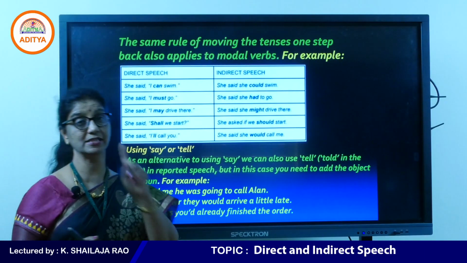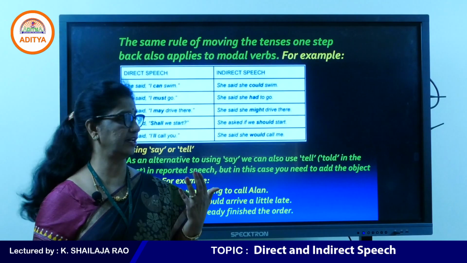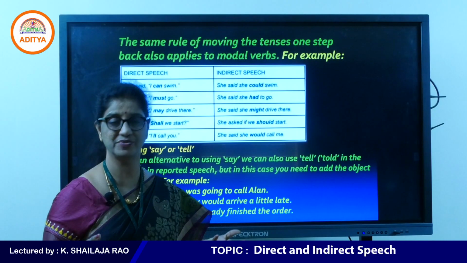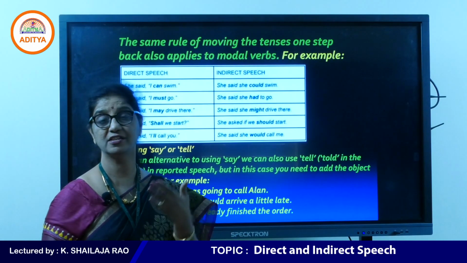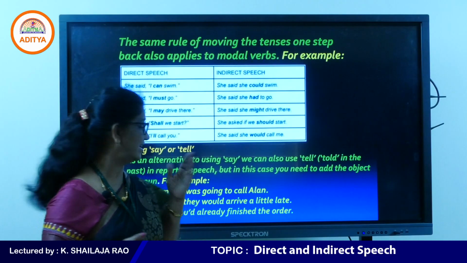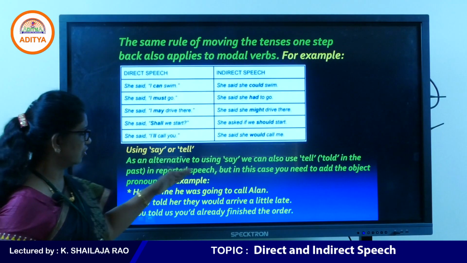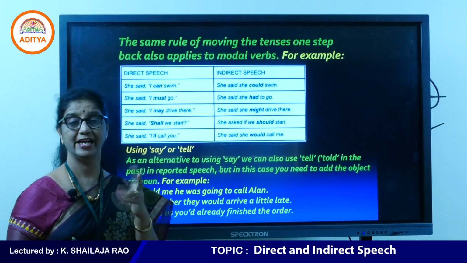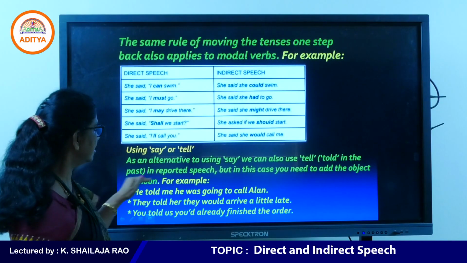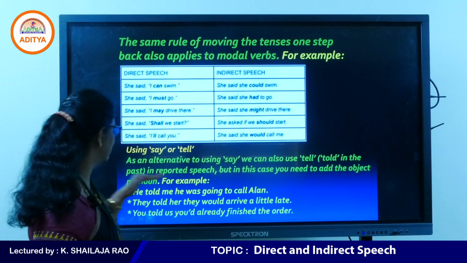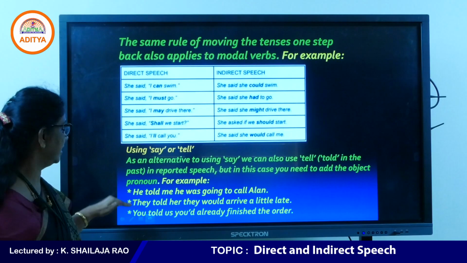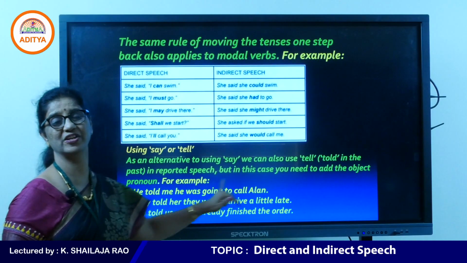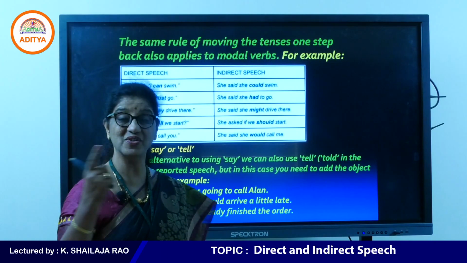Using say or tell. This is a very good point. Generally, she said she was coming, right? And sometimes she told she was coming. Which one is correct? Do you use say or do we use tell? Let's see what you do. Say is used as an alternative to tell. Say and tell, sometimes both can be exchanged or interchanged in the reported speech. But in the case of tell, you need to add the object pronoun. For example, he told me he was going to call Alan. He said he was going to call Alan.